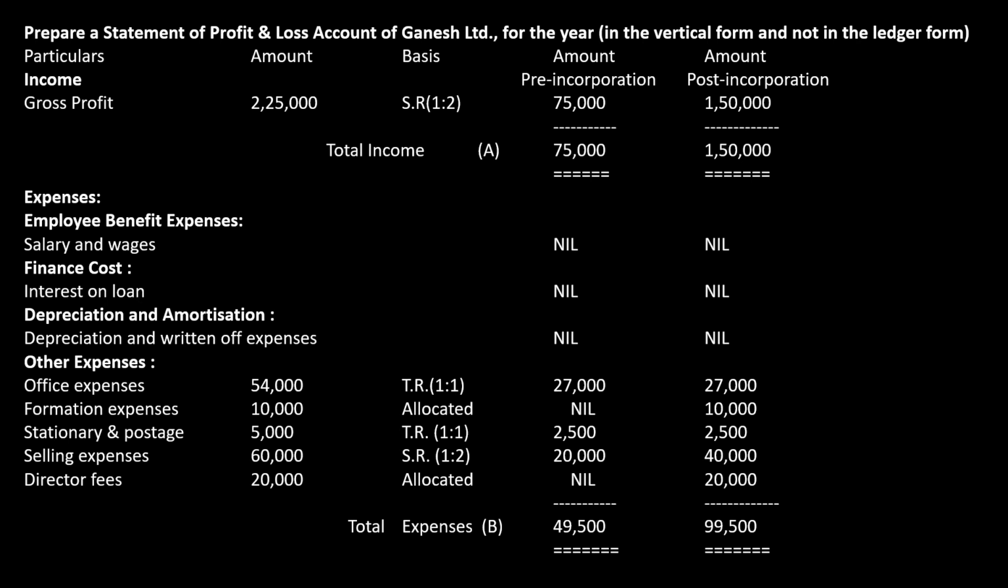Gross profit can be there. Another one can be other income. Here the gross profit is given in the sum as 2,25,000. So gross profit will be divided always in the sales ratio. We already know the sales ratio is 1:2.